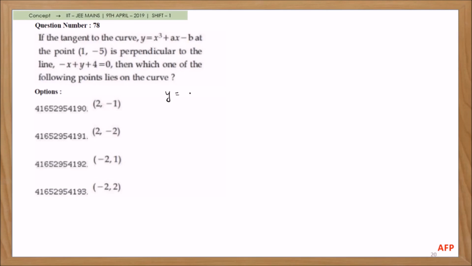So y is equal to x cube plus ax minus b. Differentiate with respect to x, which is nothing but 3x square plus a, and at what point? At the point (1, -5). So dy by dx, when you substitute there, is 3 plus a. And it is perpendicular to this line. So this we will take as m1, and the slopes are perpendicular.